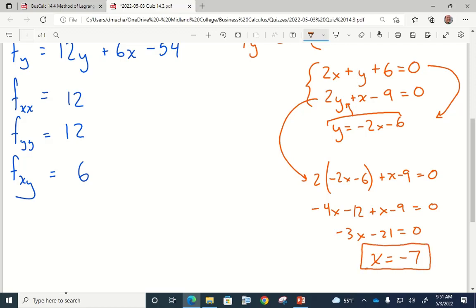I still need to find a value for y. I found my x value. My y value, I can go back here, change color, and I have this formula that tells me y has to be equal to negative 2 times x, but x is negative 7, minus 6. So negative 2 times negative 7 is positive 14. Positive 14 minus 6 is 8. So I have x is equal to negative 7 and y is equal to 8.